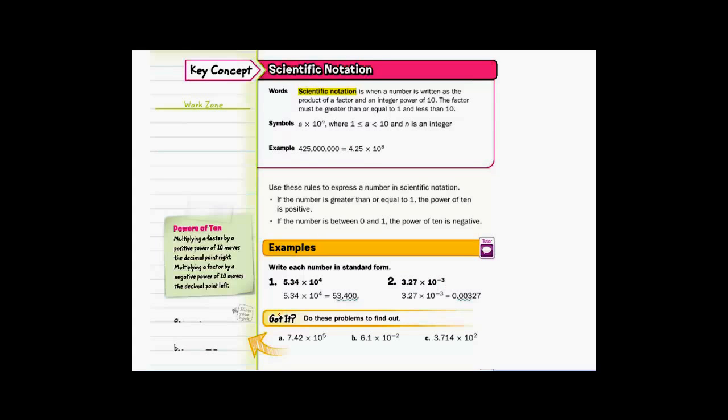So I want you to try these got it examples right here, A, B, and C. Remember that if it's a positive exponent, we will move it to the right. And if it is a negative exponent, because we need those cute little teeny tiny baby decimals, we have to move it to the left. All right, try those and come right back with me and we will talk about the answers.